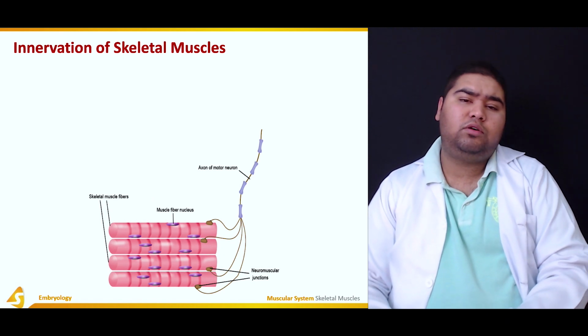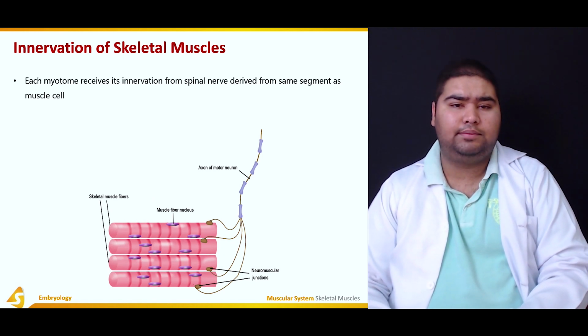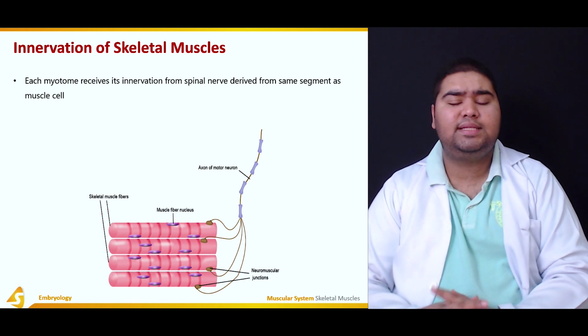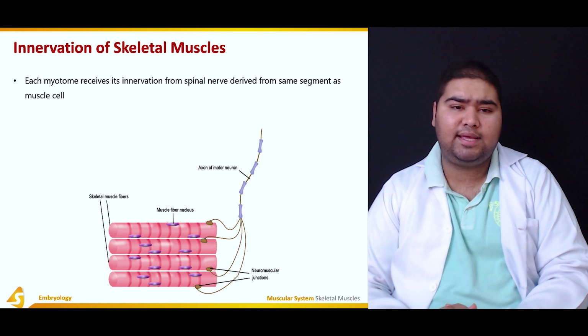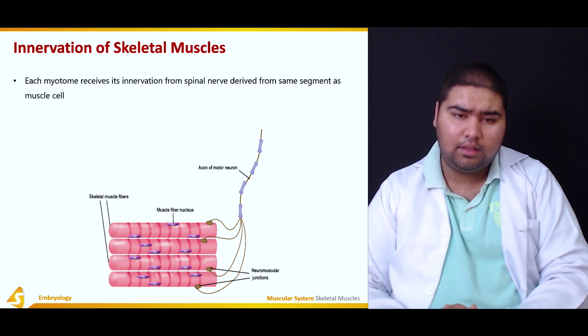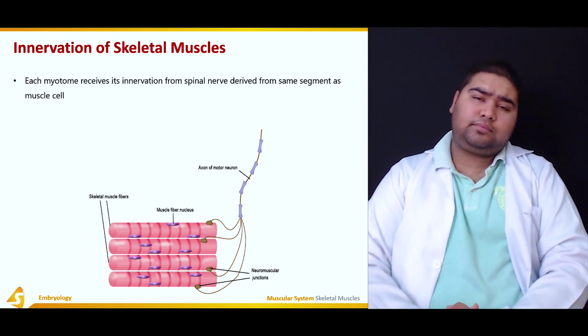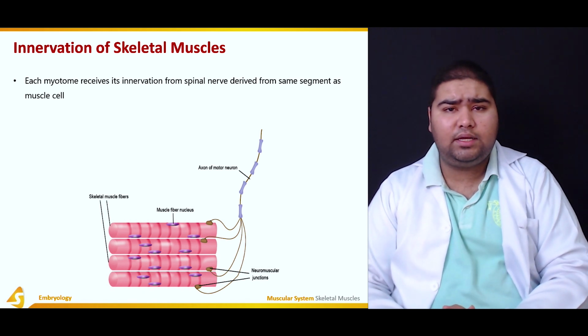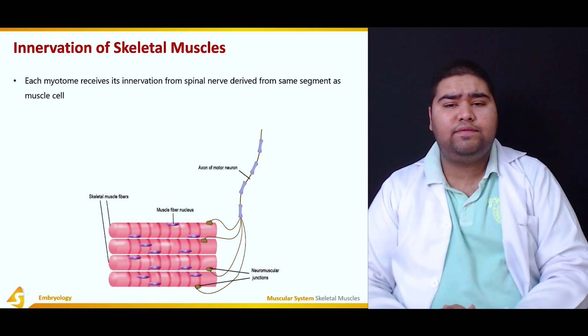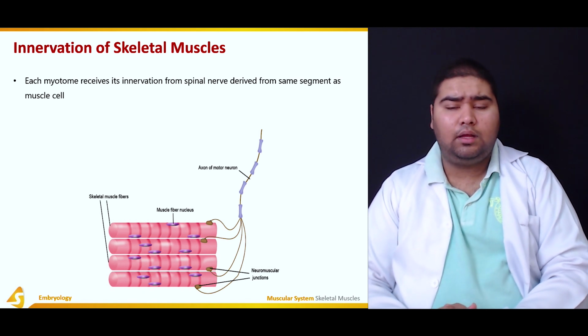Now, innervation of the skeletal muscles. Each myotome receives its innervation from a spinal nerve, which is derived from the same segment as the muscle cell. So, the muscle cell originates in the same segment as the spinal nerve, and each spinal nerve individually supplies the muscle.